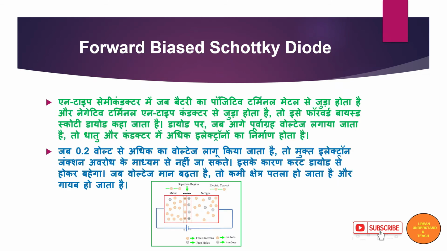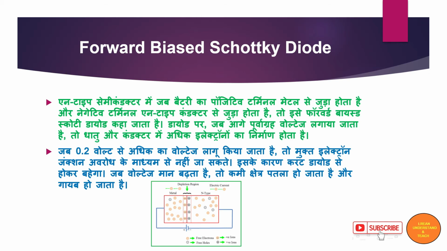Next one is forward bias Schottky diode. In the N-type semiconductor, when positive terminal of the battery is connected to metal and negative terminal is connected to N-type semiconductor, it is called as forward bias Schottky diode. When forward bias voltage is applied, more electrons are formed in the metal and semiconductor. When a voltage greater than 0.2 volts is applied, free electrons can move through the junction barrier. Due to this, current will flow through the diode. When voltage value increases, depletion region becomes thin and disappears.